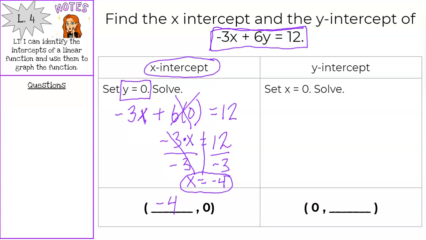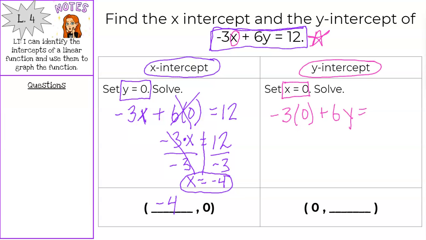Now we're going to do the same thing to find our y-intercept. Our y-intercept is when x is 0. So again, we take our equation, and when we see x, we replace it with 0. So negative 3 times 0, plus 6y equals 12. Anything times 0 is 0, so that goes away, and we're left with positive 6y equals 12.